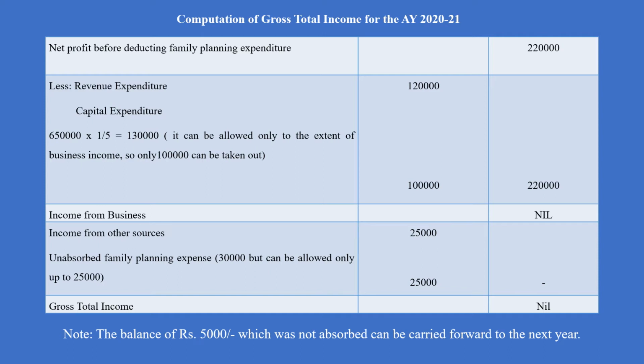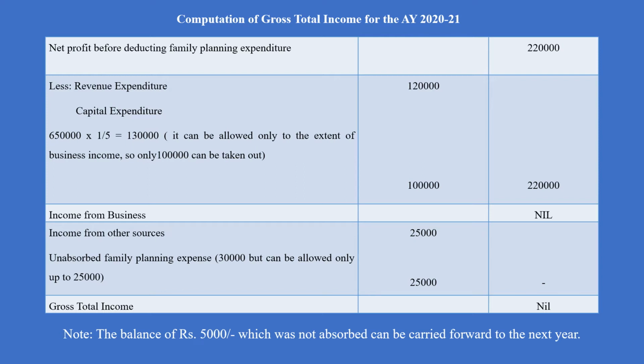at 2,20,000. From this we are going to minus the revenue expenditure. I told you revenue expenditure, if you have for family planning, it is fully deductible. So we'll take the entire 1,20,000 as deduction. Second part is the capital expenditure. 6,50,000 is given as capital expenditure, which can be deducted in 5 equal installments. So you divide it by 5. 1,30,000 is going to be your capital expenditure, which can be deducted for this year.